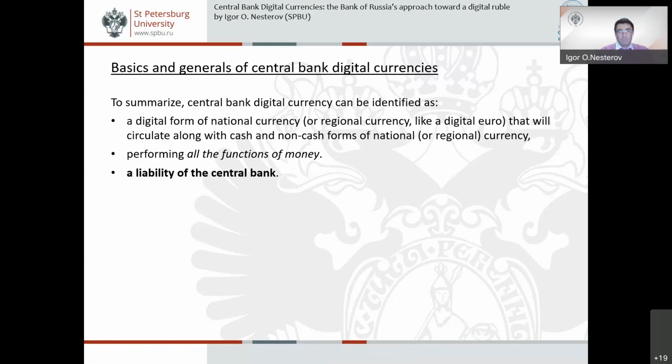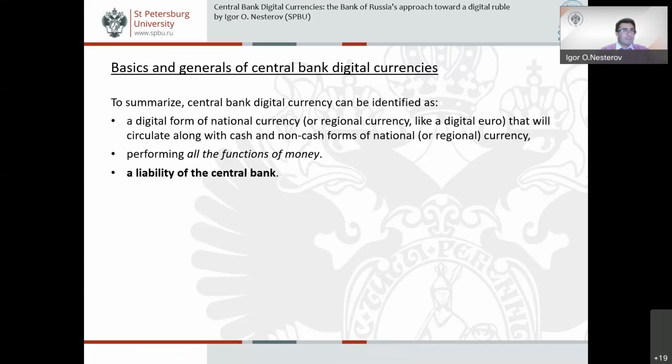The second important point about central bank digital currency: it performs all the functions of money. And third, that is the key element, that is a direct liability of the central bank.